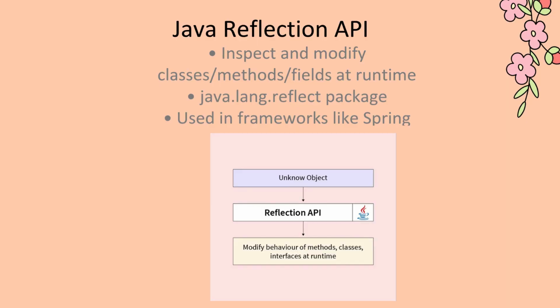Let's explore the Java Reflection API, a powerful and advanced feature that allows Java programs to inspect and modify their own structure, behavior, and fields at runtime. This means a Java application can examine classes, interfaces, fields, and methods at runtime, and even create new instances of objects, invoke methods, and get or set field values dynamically.